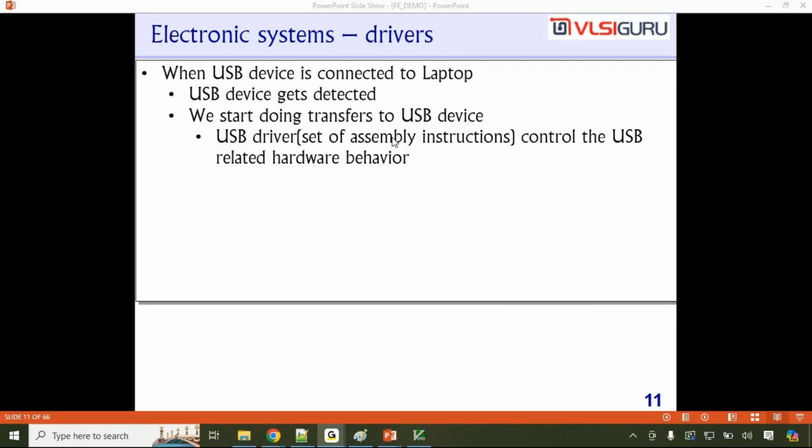A driver typically consists of assembly instructions, machine code, which the processor will understand. I'm deviating a little from the actual topic, but just to give you some clarity: if I am an embedded system engineer, I will use an embedded C program to control the USB hardware behavior. My coding will be mostly related to writing to the registers and reading from the registers.